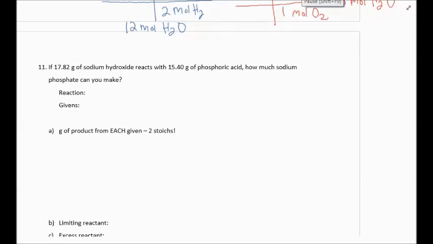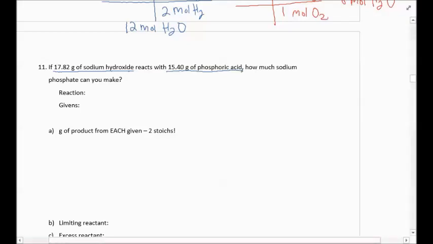So we're continuing to look at limiting reactant problems. We visualized it before. Now we're going to take a look at an actual problem for us. So we have 17.82 grams of sodium hydroxide reacting with 15.40 grams of phosphoric acid. How much sodium phosphate can you make?